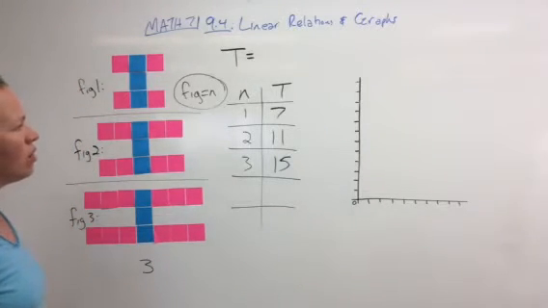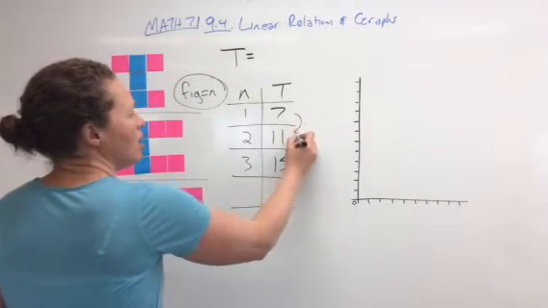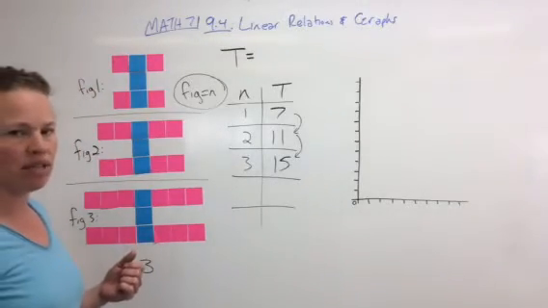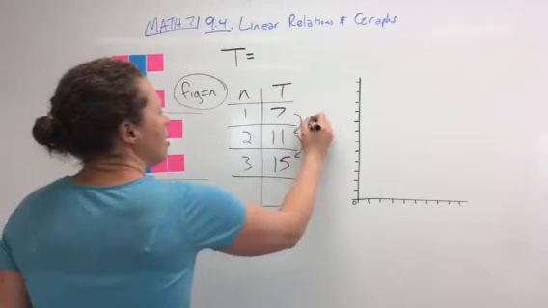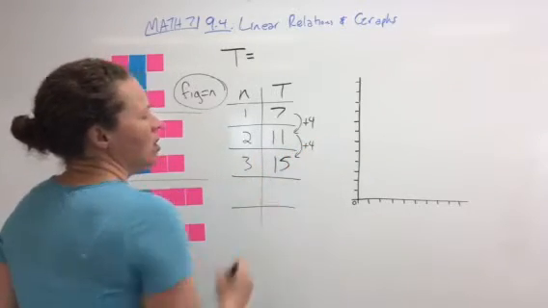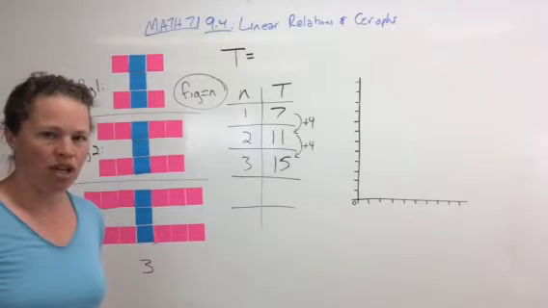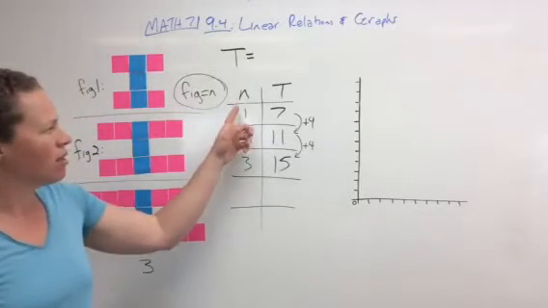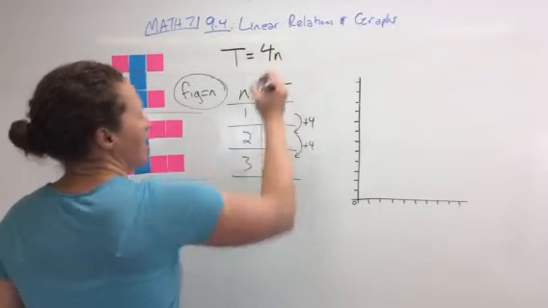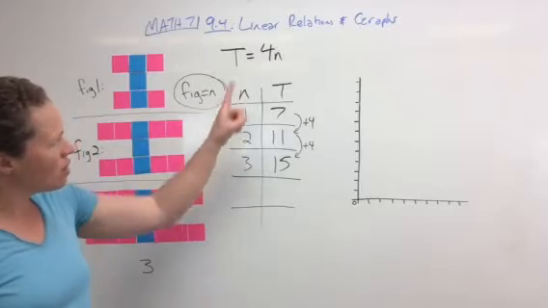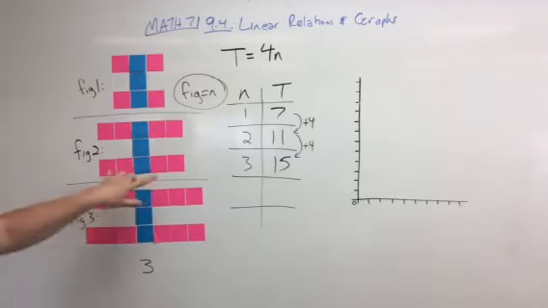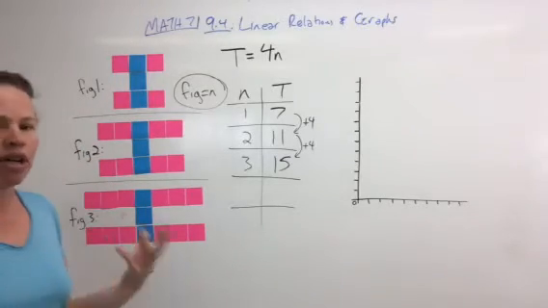And I want to figure out how much it goes up by each time. So when it went from 7 to 11, what's the difference between 11 and 7? 4. So it went up by 4. It went up by 4 again from 11 to 15. The number that it goes up by each time is the one you're multiplying the figure number by. So we're going to start with our formula. We're going to go 4n. So that tells me it goes up by 4 each time. I can see that there's 4 extras here, there's 8 extras here, there's 12 extras here, so it's going up by groups of 4.